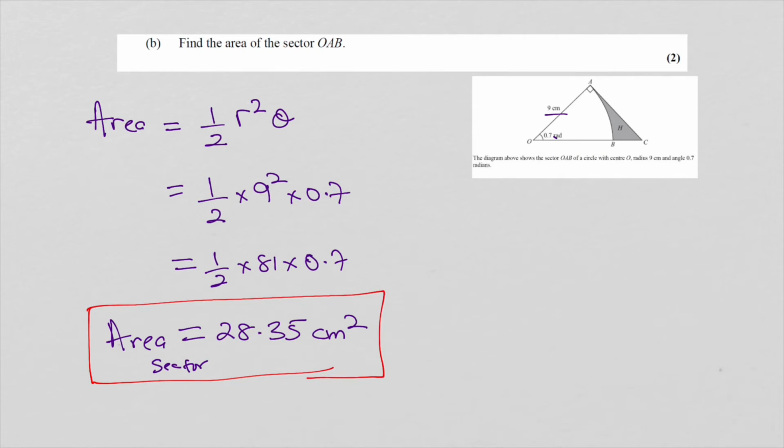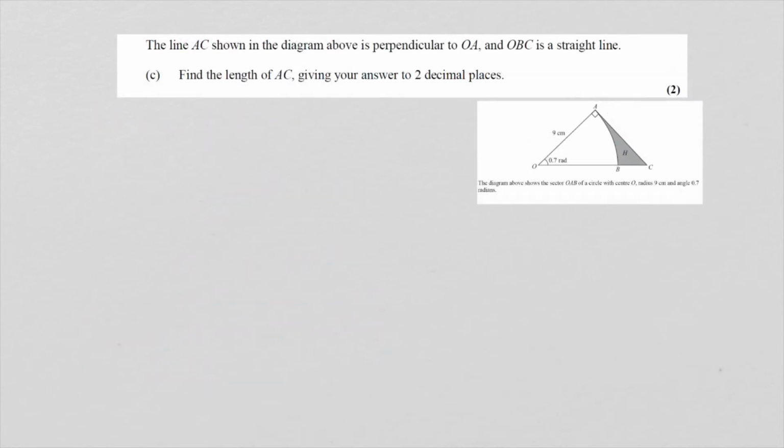If you don't put your unit, you might lose a mark. Now the C part. The C part is asking us: the line AC shown in the diagram above is perpendicular to OA. So that's AC. You can see it's at right angles, so therefore AC is perpendicular to OA. And OBC is a straight line. Find the length of AC, giving your answer to 2 decimal places. So we need to find the AC length.